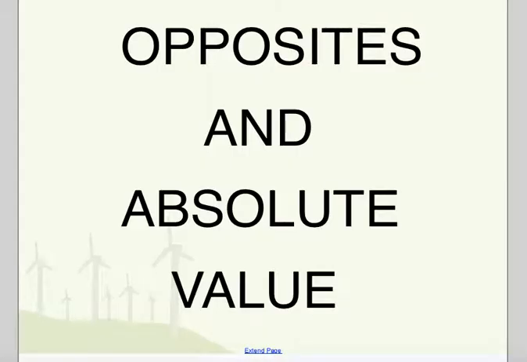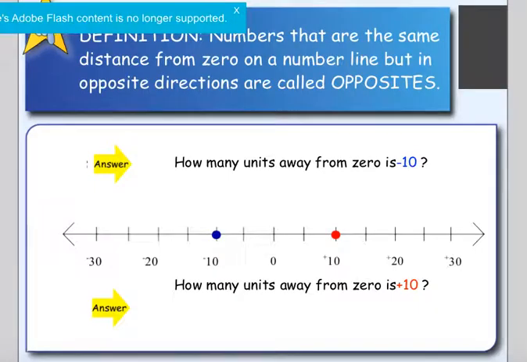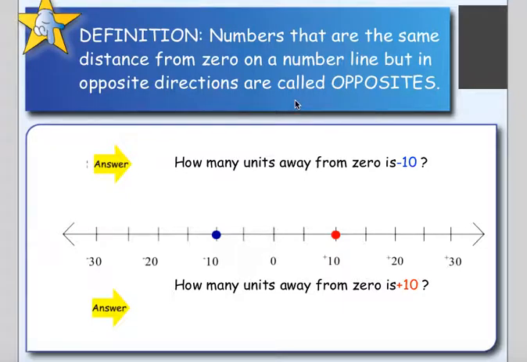All right, we need to compare integers here, but you can look back at previous slides to see how we do that. The other part of this lesson is opposites and absolute value. When we talk about opposites, we are talking about if we are given a number, we need the other number that is the same distance away from 0 as our original. What this is saying is, let's say we start with positive 10. We would say that positive 10 is 10 units away from 0.